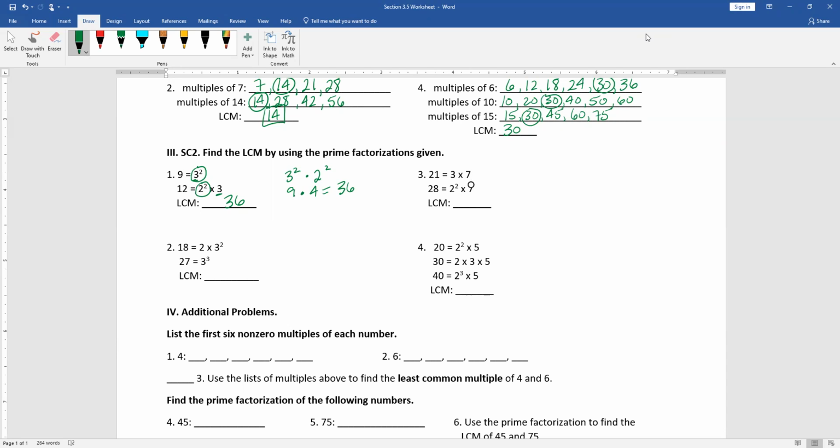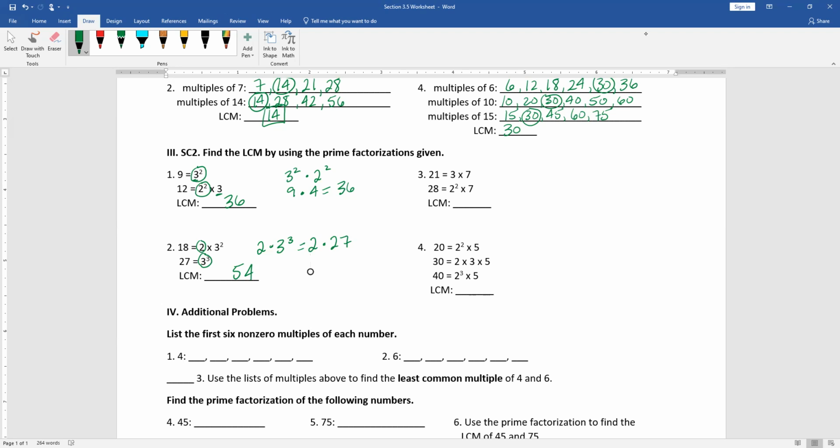We have 18, which has a 2. There's no 2 in 27, so we'll include that 2. There is a base prime of 3 in both 27 and 18. 18 has 3 squared and 27 has 3 cubed. Since 27 has the higher exponent for the base 3, we include that one. So this actually just becomes 2 times 27. 2 times 7 is 14, carry my 1, so 54. 54 is the smallest number that both 18 and 27 will divide evenly into.